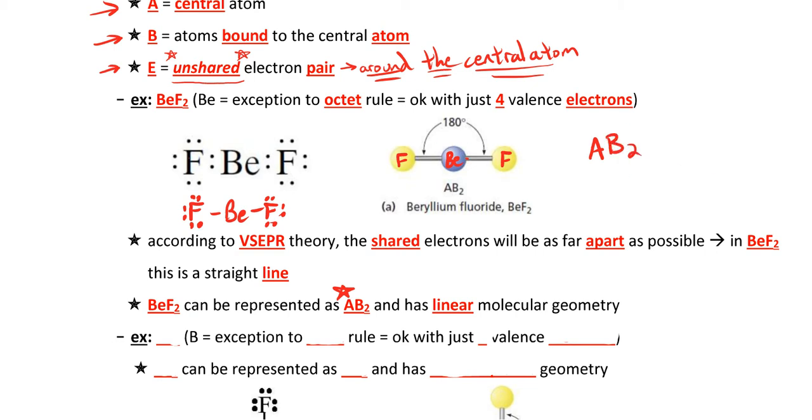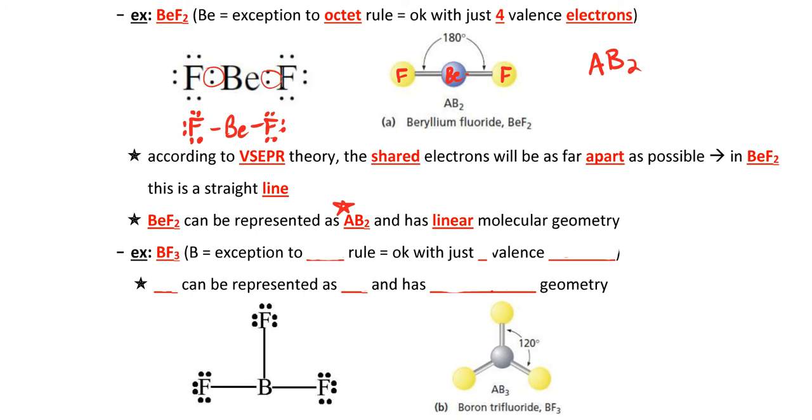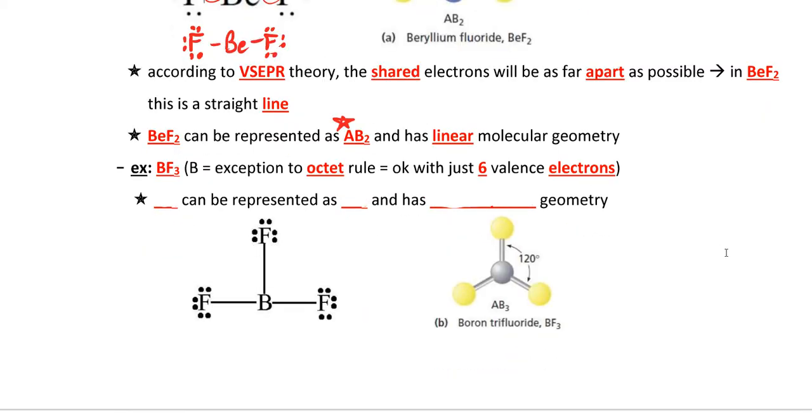And there are no unshared pairs of electrons because these 2 electrons here and these 2 electrons are being shared. Beryllium has no other unshared pairs of electrons around it, so there is no E. So AB2 is linear molecular geometry, and this is something that you'll sort of have to memorize. But there's just a handful of these. So BF3 is another example. So boron trifluoride. Boron is also an exception to the octet rule because boron is okay with just 6 valence electrons. So boron is okay with 6 valence electrons, and BF3 can be represented as AB3.